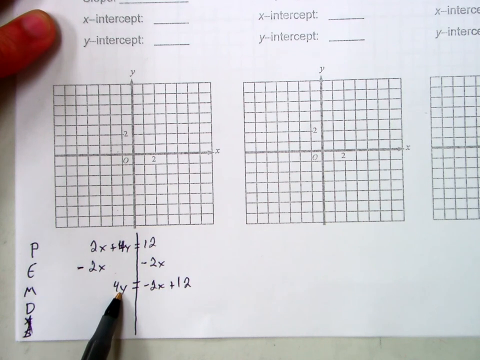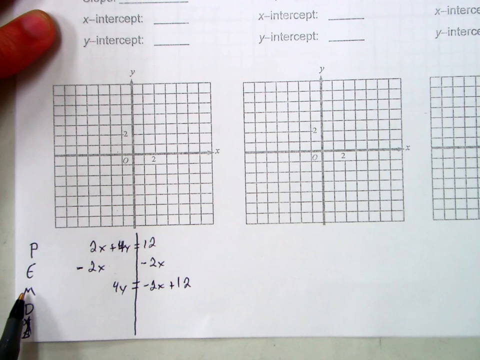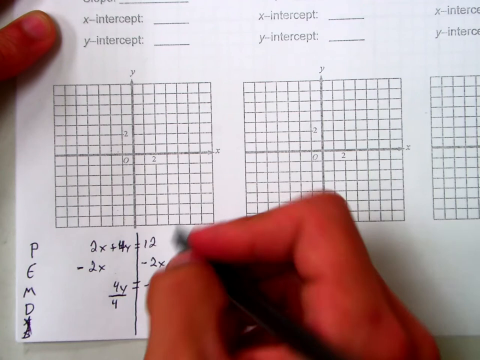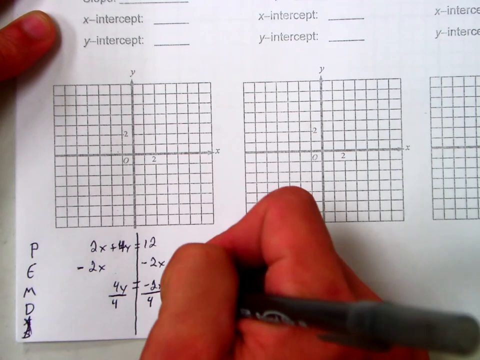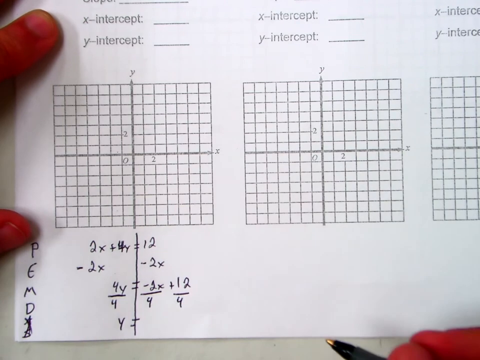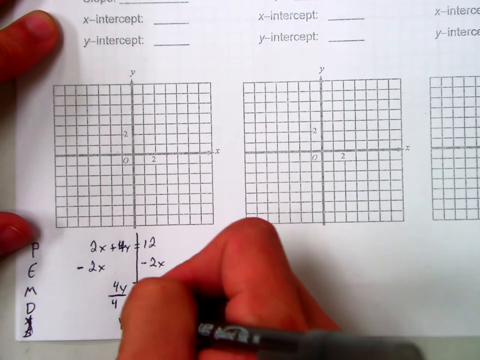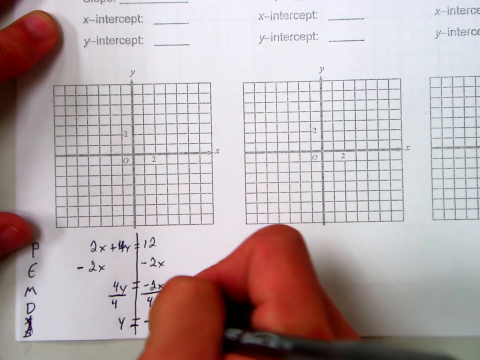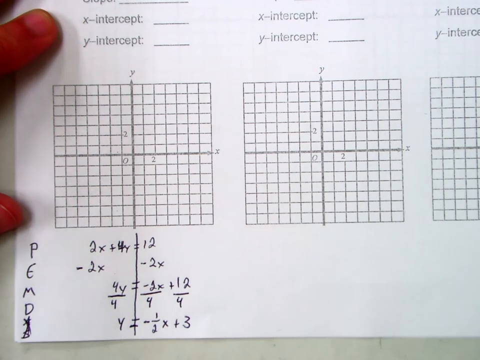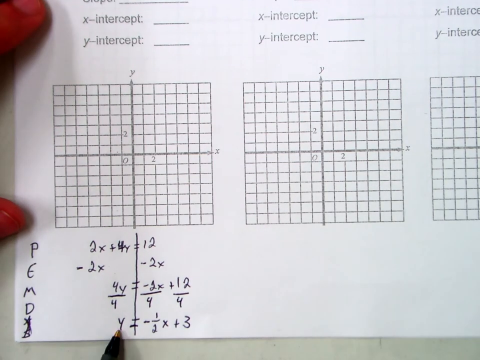4 is being multiplied by the y, so in order to get rid of something that's being multiplied, you do the opposite. So you divide. I'm going to divide by 4. And when I divide by 4 over here, I divide each term on this side by 4 also. So I'm going to have y equals negative 2 divided by 4, which reduces to negative 1/2 x, plus 12 divided by 4, which is 3. Okay, so now we've got it in our form y equals mx plus b, where m is the slope, right? The slope is always the coefficient of the x, and 3 is the y-intercept.